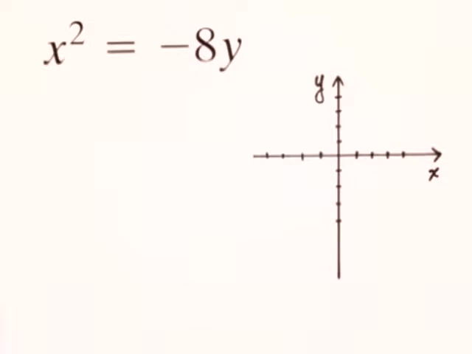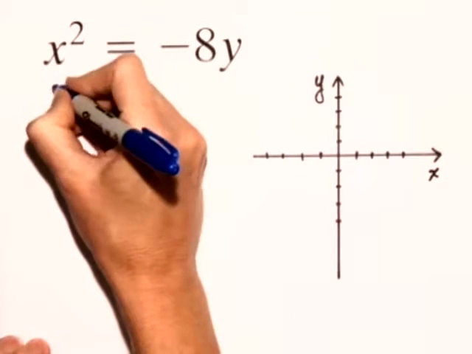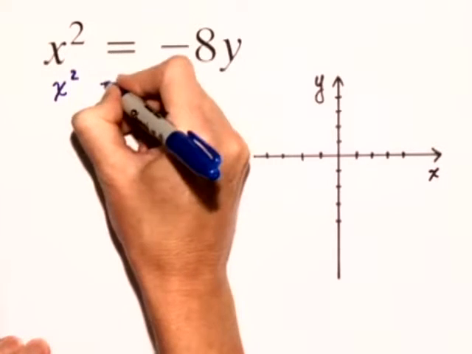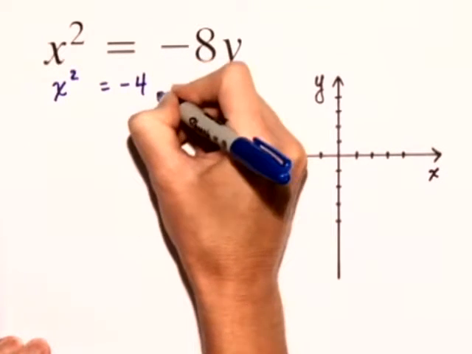We'll now graph a parabola. We'll also find the equation of the directrix, the vertex, and the focus. We have x squared is equal to negative 8y. Well, this is already a parabola in the standard form of x squared is equal to negative 4py.